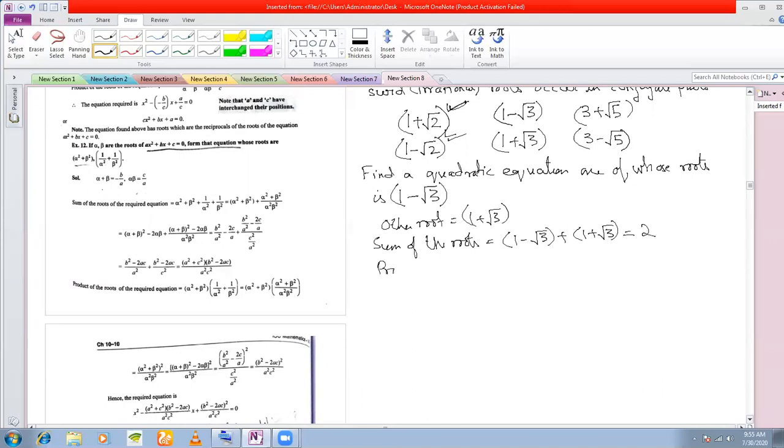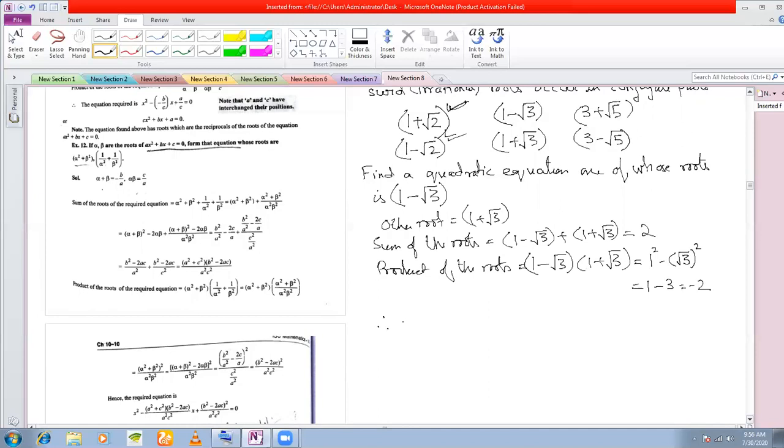And what is the product of the roots? 1 minus root 3 into 1 plus root 3. (a plus b) into (a minus b) is a square minus b square, which is 1 minus 3, which is minus 2.